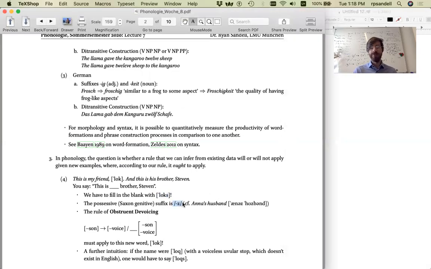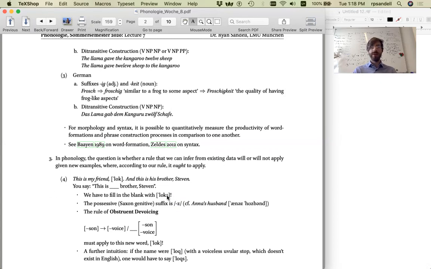But underlyingly, just like the noun plural building suffix that we've discussed, the underlying representation of this possessive suffix in English is z. It's completely homophonous and has allomorphs in the same distribution as the English plural building suffix. So for instance, to the noun Anna, in English, to build the possessive form, we would have Anna's with the suffix z, Anna's husband, for example.